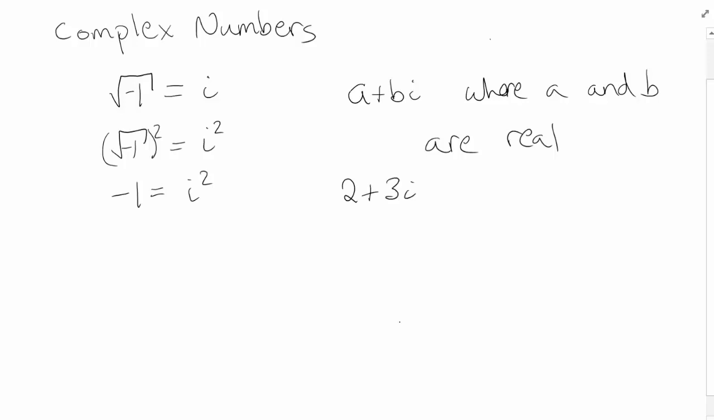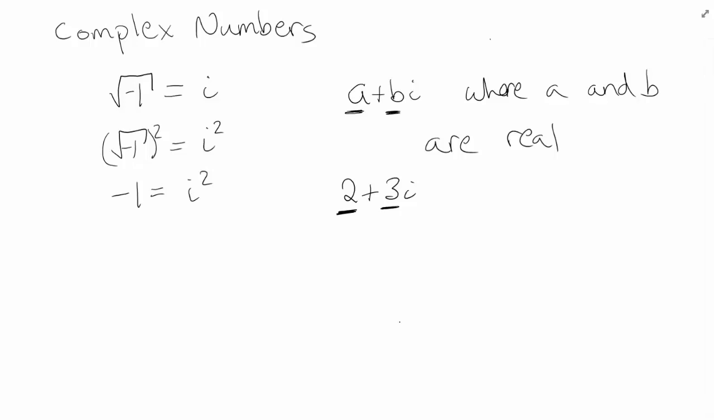So something like 2 plus 3i is a complex number where we say the 2 is the real part, in other words, the a is the real part, and the b is what we call the imaginary part, which for 2 plus 3i is 3. So that's a complex number.